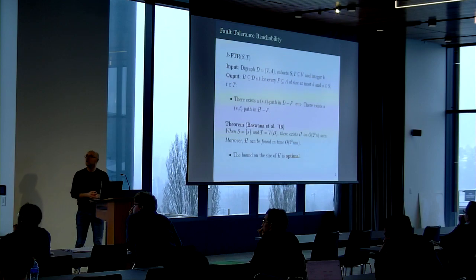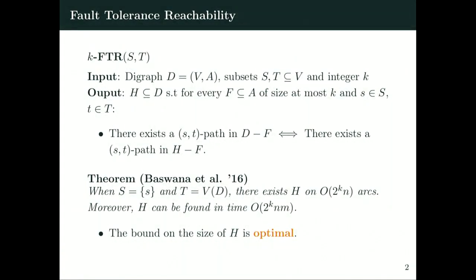So here the intuition is you want to remove as much information as possible from the graph, but you want to preserve the information of connectivity between S and T, even if you have K arcs which fail. Okay, so you remove them. This was introduced in 2016 by Parter et al. In this paper, they also show that if you take S to be a single vertex and T to be all the vertices of the digraph, then the number of arcs you need is basically 2 to the K times N. They also show that this set H can be found efficiently, and that this is the best possible size.